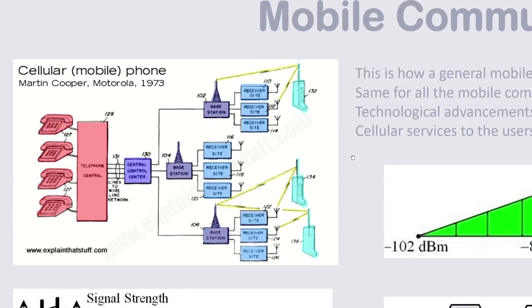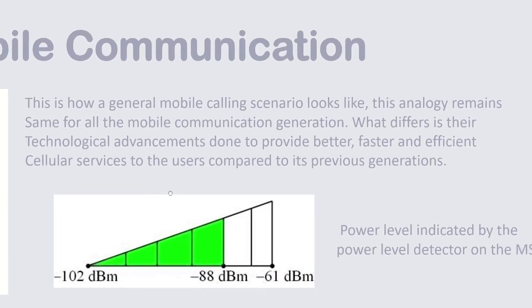Why I'm showing you this is because this is how the basic mobile calling analogy looks, and it's the same for most mobile communication generations like 1G, 2G, 3G, 4G. What differs is the technological advancements in each generation to provide better, faster and more efficient cellular service compared to the previous generation. It's as good as saying 2G is better than 1G, 3G is better than 2G, 4G is better than 3G, 5G is better than 4G, and so on.